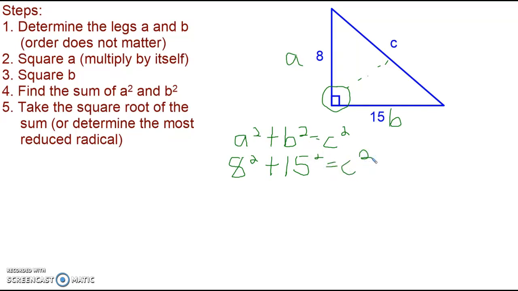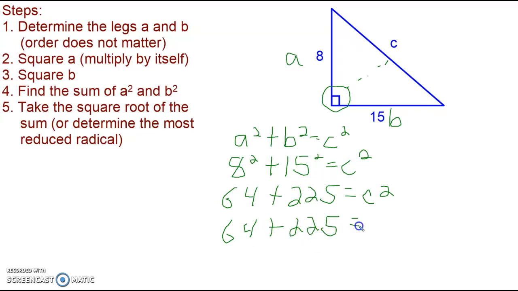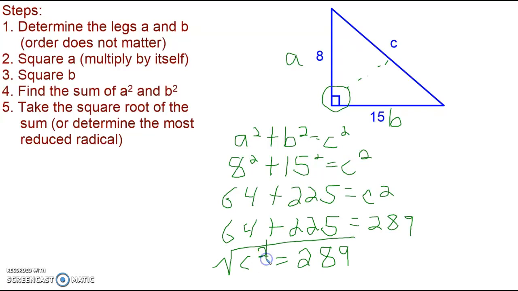So we have 8 squared, which is 64, and 15 squared, which is 225, and those are equal to C squared. So now we need to add those. And so we get 64 plus 225 is equal to 289. And 289 is going to be equal to our C squared. And so in order to determine what C is, we need to take the square root of that because it's going to cancel out that squared. And we're going to get that C is equal to 17. So our hypotenuse is going to have a length of 17.